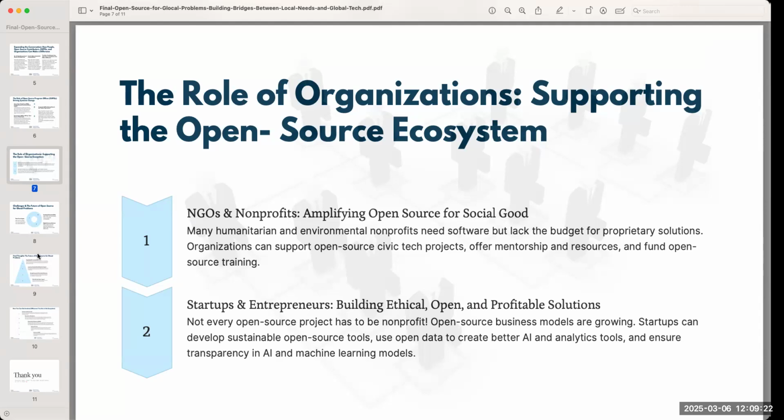Startups and entrepreneurs, what can they do? They can build ethical, open, and profitable solutions. Not every open source project has to be nonprofit. Open source business models are growing, and I believe that's great. So startups can also develop sustainable open source tools while offering paid services for those who need advanced features.